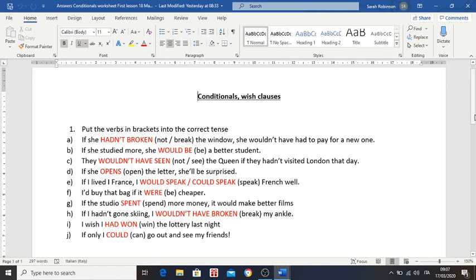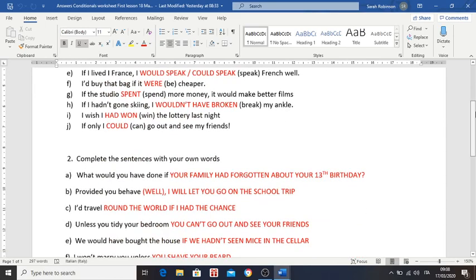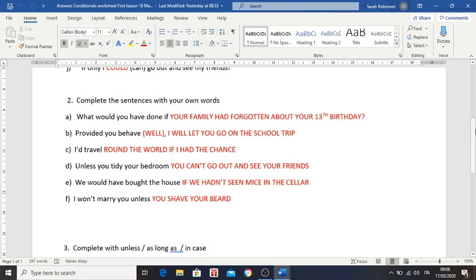Instead, in J, you have to think, what is the reality? The reality is that I can't now, in the present, go out and see my friends. So you need to transform the verb into the simple past, which is could. Now, the second sentence, it's obviously completing it with your own words. So I've just put this here for some ideas for you to look at.